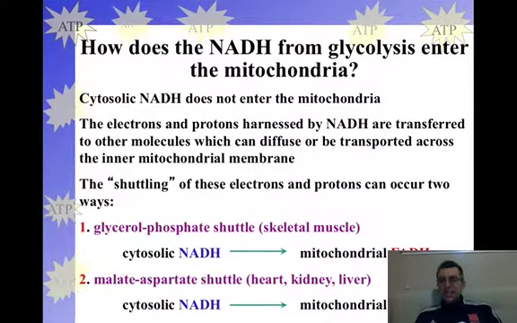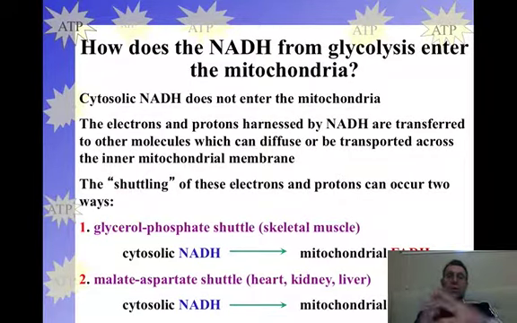So that NADH from glycolysis, we didn't have FAD in glycolysis. So how does NADH from glycolysis get to the mitochondria? Glycolysis is going on in the cytosol, in the aqueous environment, in the fluid of the muscle fiber, but it's not going on inside the mitochondria. And so how does the NADH get to the mitochondria?